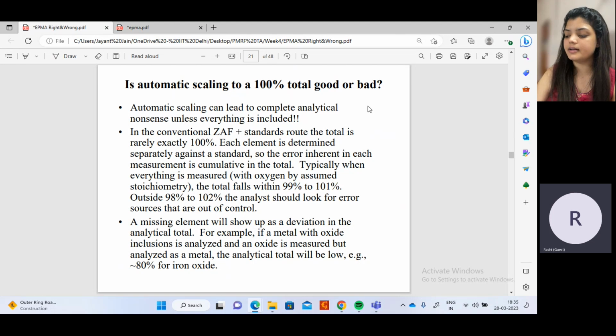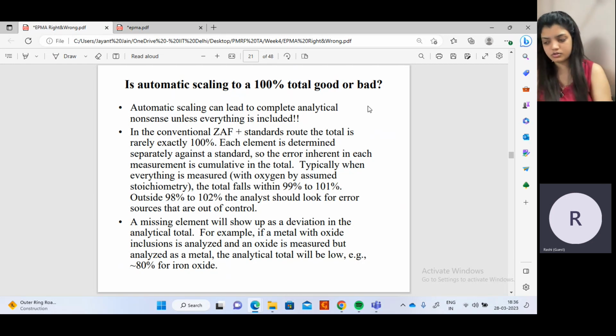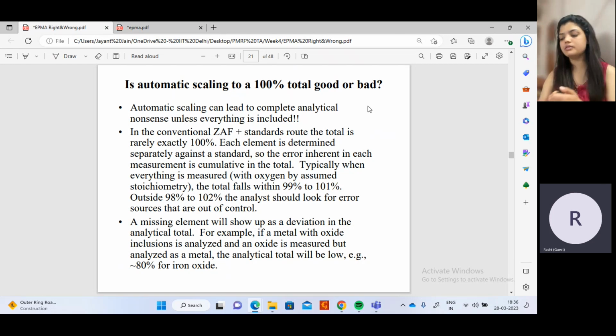For example, if a metal with oxide inclusion is analyzed and the oxide is not measured by the analysis as an element, the analytical total will be low. Example, 80% for iron oxides. That's true. Sometimes the total will accumulate to more than 100%. That will happen in EPMA. You have to see whether you are doing it properly or not, whether the other elements are falling within the stoichiometry or anything else is going wrong, and those things one should see.